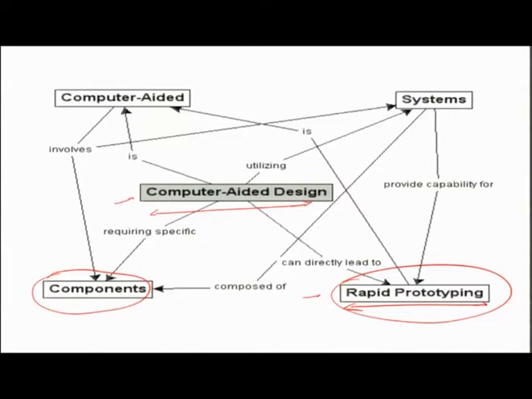So the systems are providing capability for rapid prototyping. Similarly, the components are providing capability for rapid prototyping. Again, the data that is needed for actually synthesizing what we have to synthesize comes out of the computer aided designing, and everything is managed by this computer aided engineering tool. So this is how the integration of all the three work out to be.